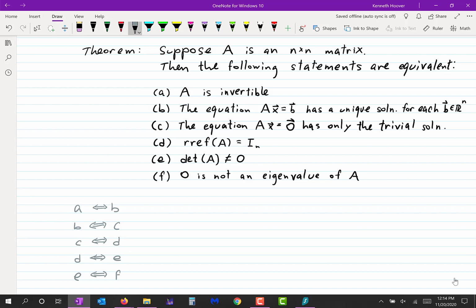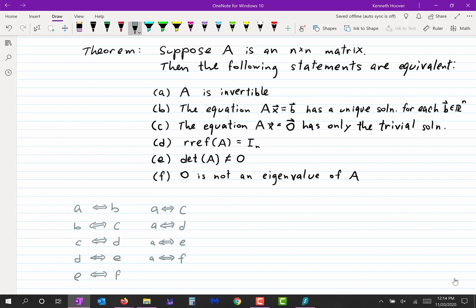But it's saying more. It's saying all of the statements are equivalent to each other. So A is equivalent to the other 5. A is also equivalent to C. And it's also equivalent to D. And it's also equivalent to E. And it's also equivalent to F. And B is equivalent to all other 5.